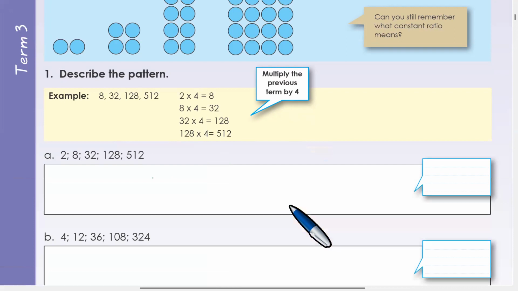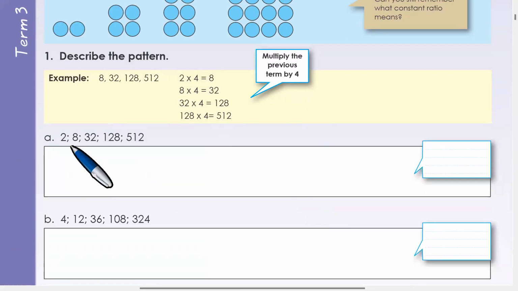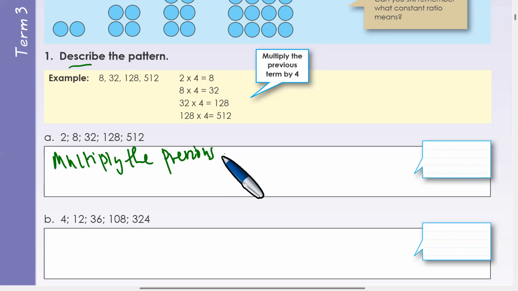Next. What do you think the rule is in A? 2, 8, 32, 128, 512. What is the rule? Multiply by 4. So to describe the pattern, we say that multiply the previous term by 4. Okay, if you look at 4, 12, 36, 108, 324, what do you think the pattern is? Describe the pattern.